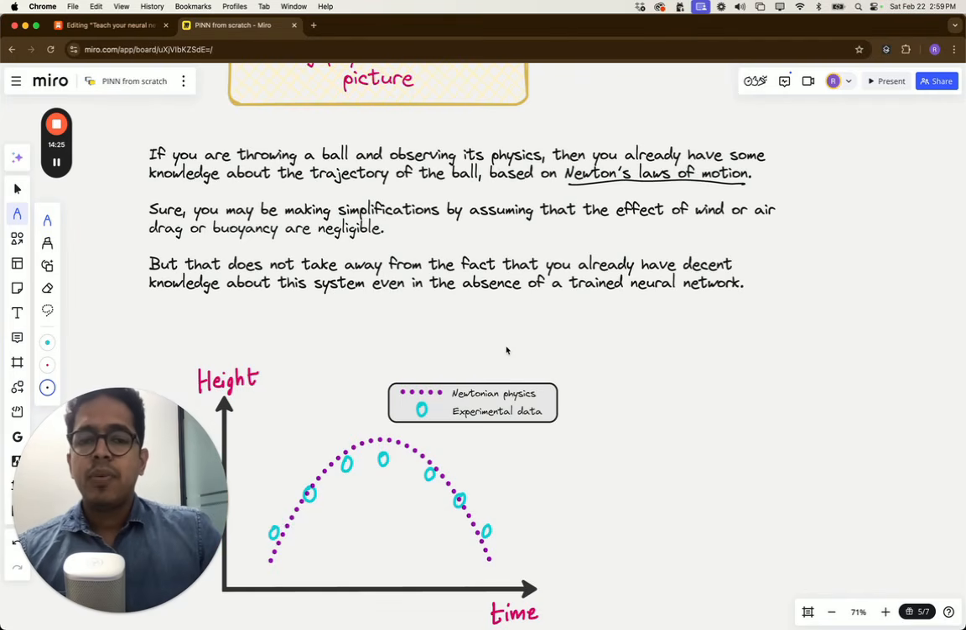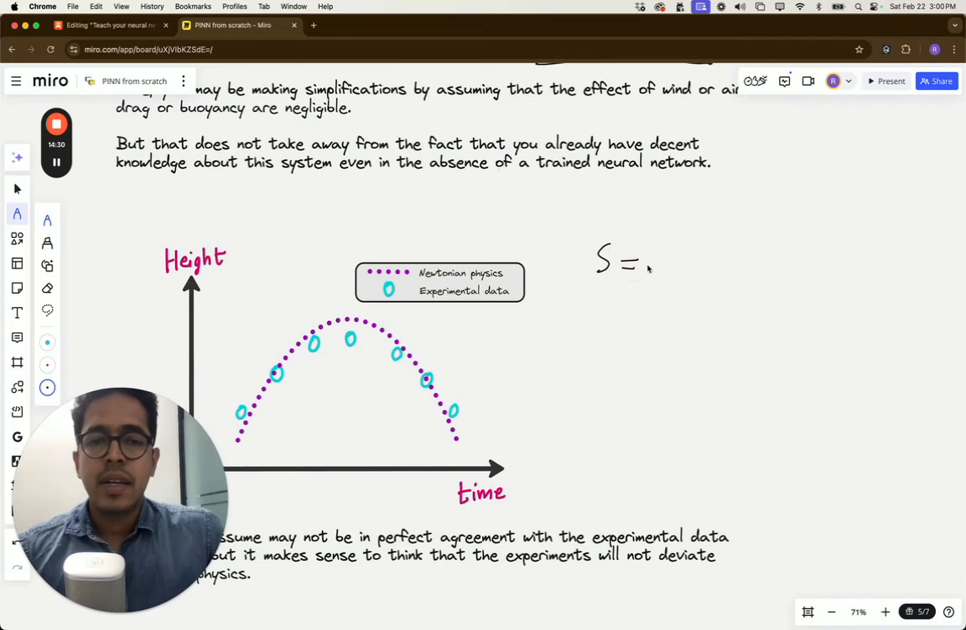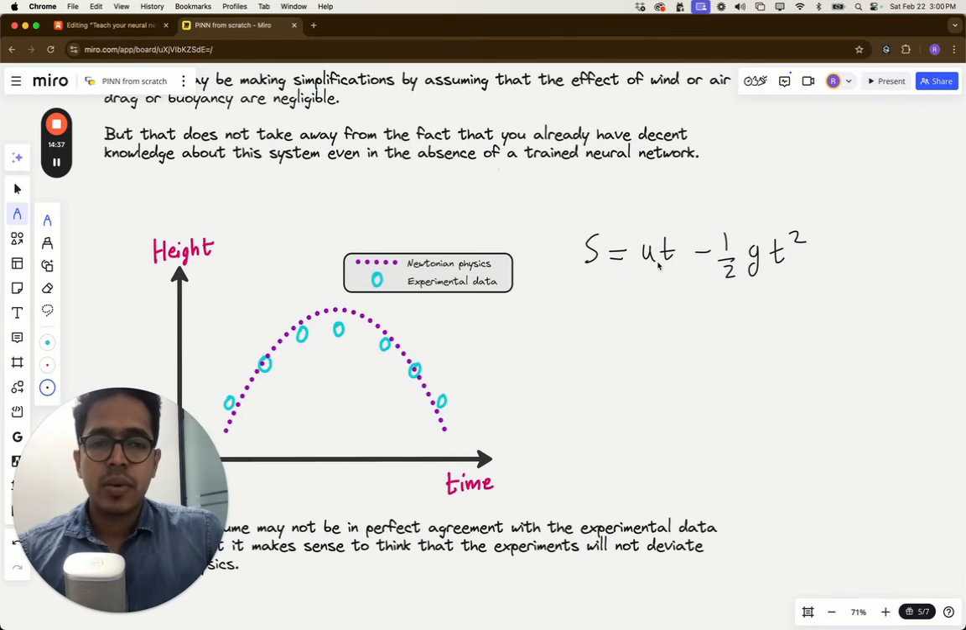So if you were to plot based on physics, you know that s = ut - (1/2)gt². Here u is the initial velocity. So this is the equation, right?